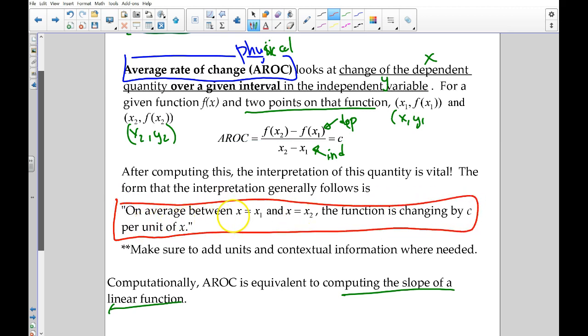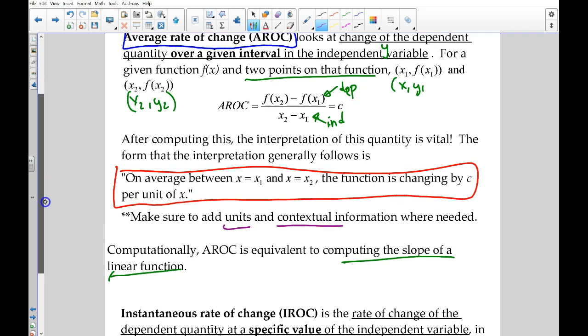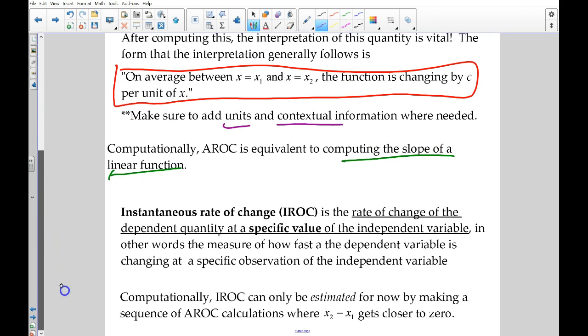On average, between the two observations for our independent variable, x in this case, we say the function, or whatever is changing, changes by some amount per unit of x. I have a note here: this is a general format that we'd like to follow when we're talking about average rate of change. But if you have units and context, be sure to include that when you can. And so average rate of change, again, looks like slope.